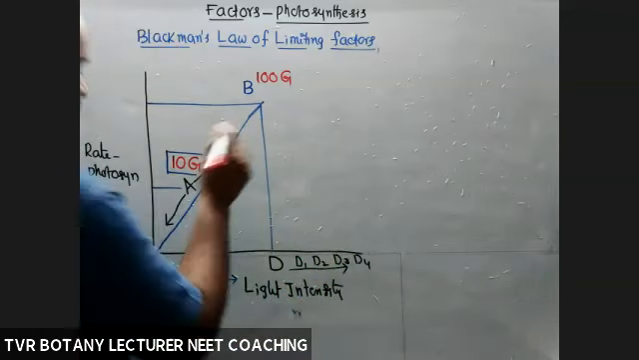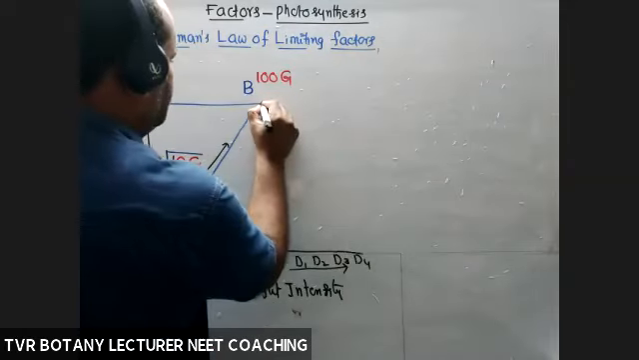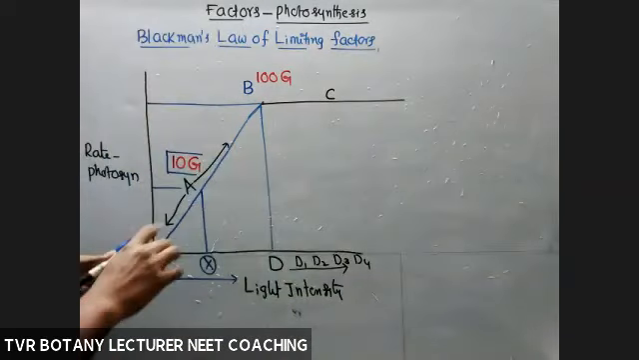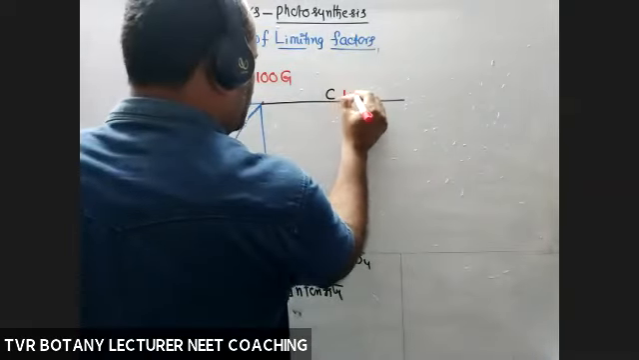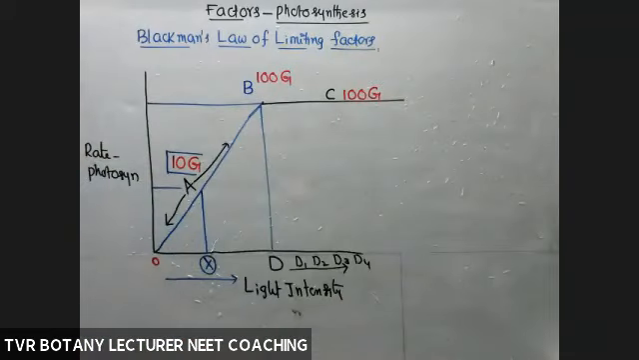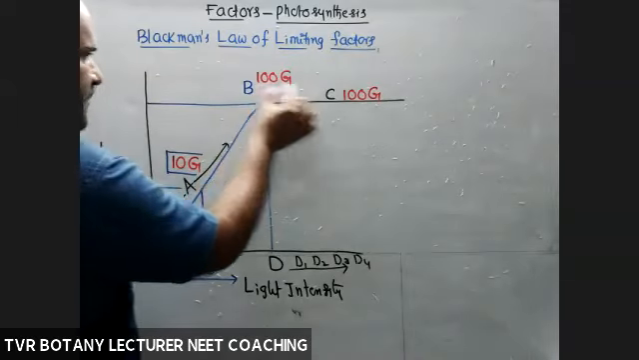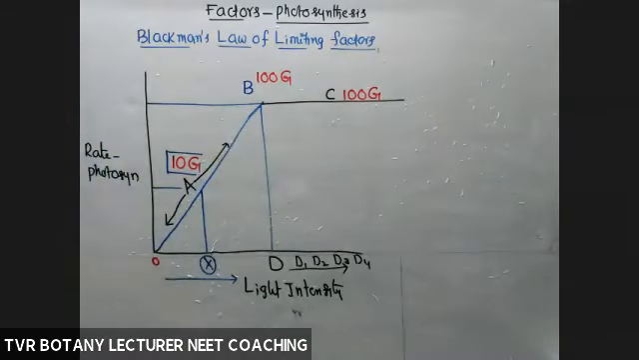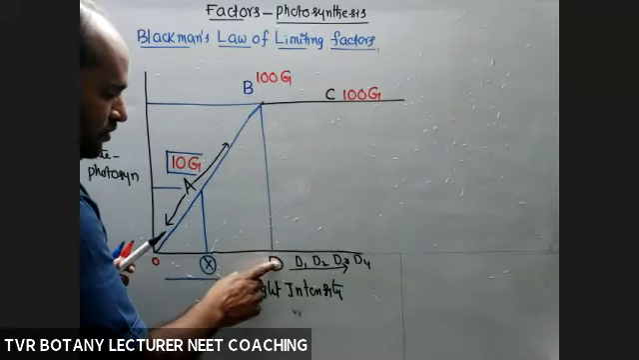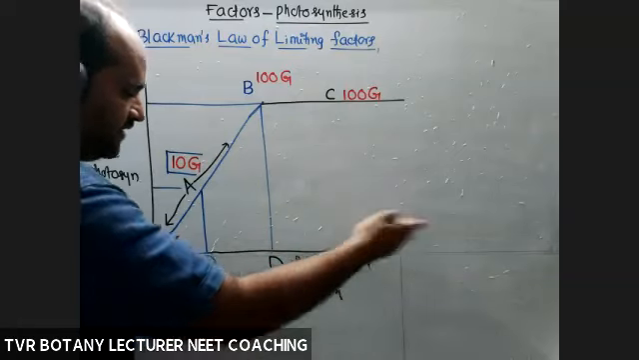What about the rate of photosynthesis? For example, this one is C region. At a C region also, the number of glucose molecules is 100 glucose molecules. So from B to C, there is no enhancement in the number of glucose molecules, even if light is increased from D to D1, D2, D3, D4 like that.